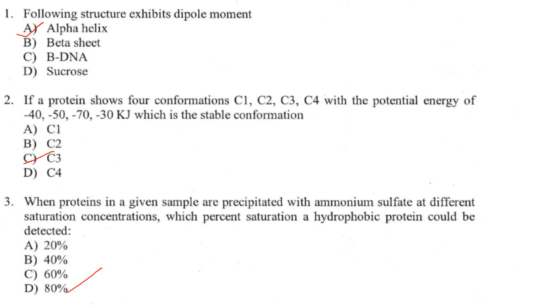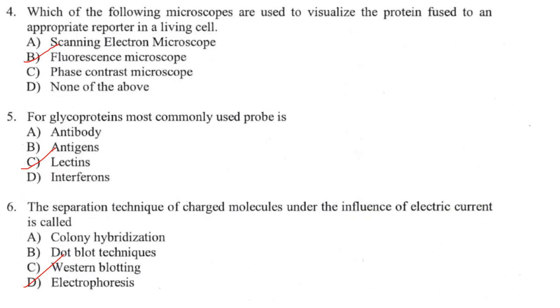Then when proteins in a given sample are precipitated with ammonium sulfate at different saturation concentrations, at which percent saturation could a hydrophobic protein be detected? So at 80% saturation, a hydrophobic protein could be detected. So answer here is option D, that is 80%.